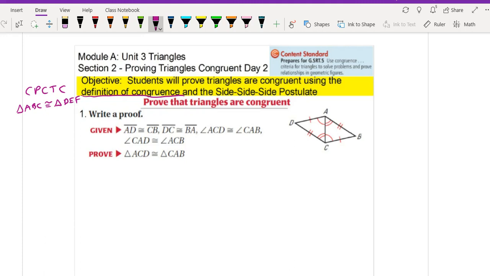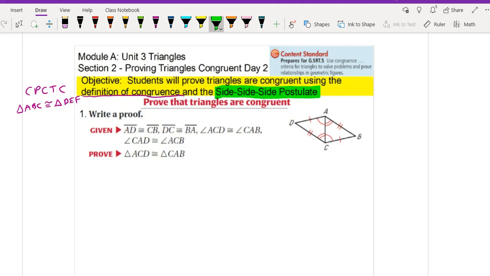And so when I talk about that, it becomes a lot of work because you have to prove that all these sides and all the angles are all equal. Today we're going to learn something called the side-side-side postulate, which at least takes half of the work away by eliminating the need to prove that the angles are congruent.